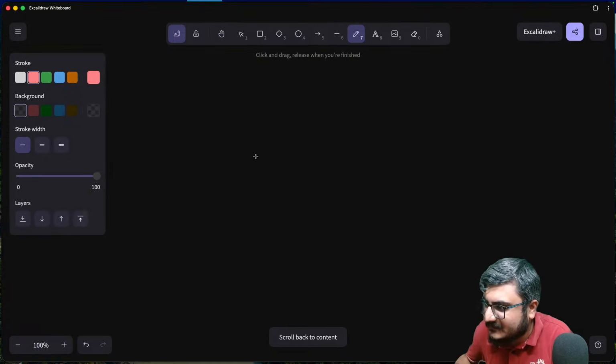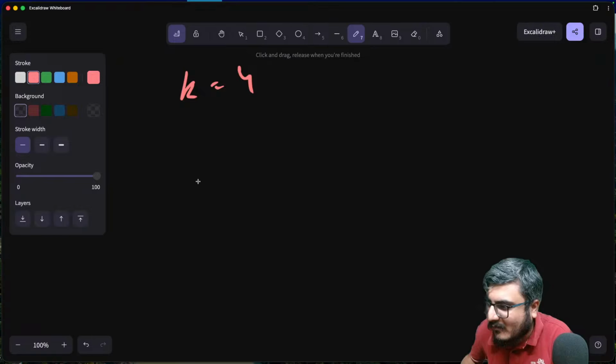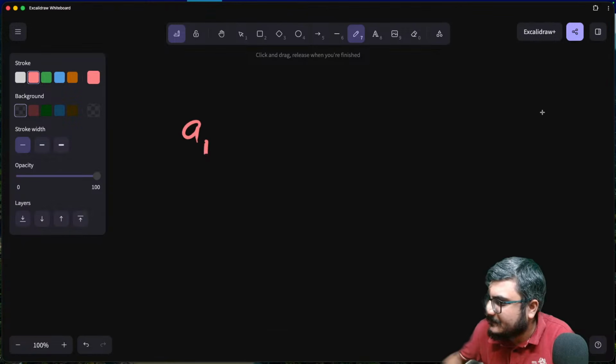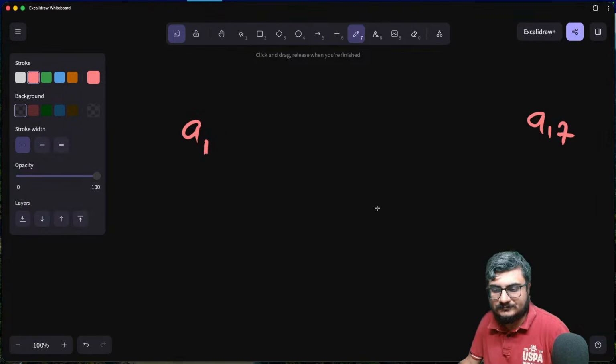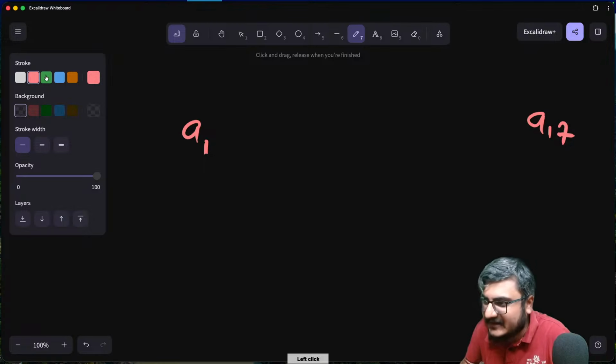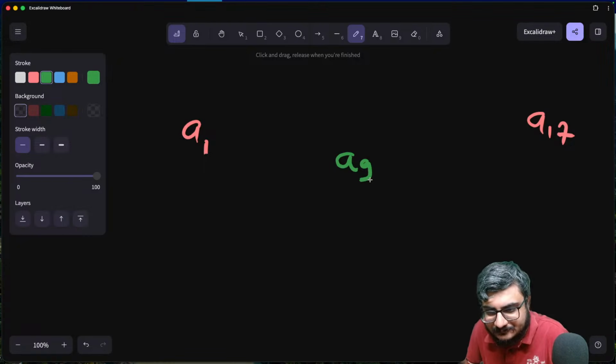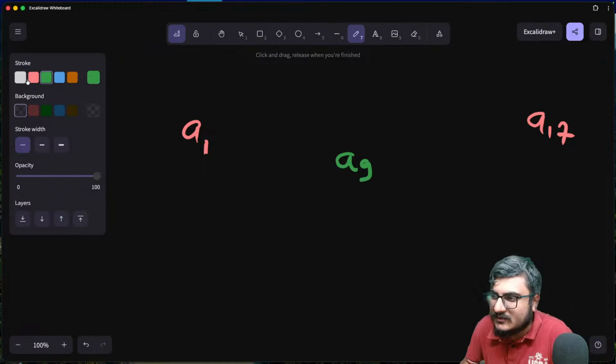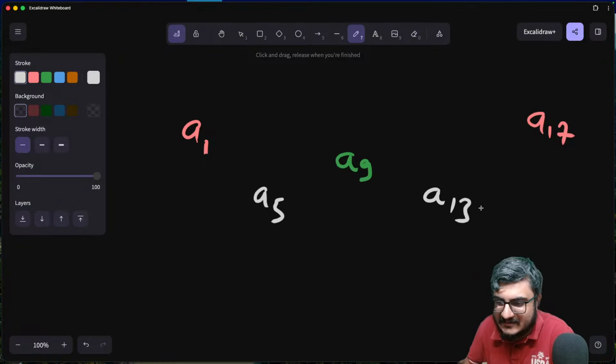Let's say k is equal to 4. Then a1 and a17 are given to you. You find the midpoint of a1 and a17, which would be a9. You fill in a9, which would be the XOR of a1 and a17. Now you have a1, a9, and a17. You again find the midpoint of both of these corresponding pairs. The midpoint of a1 and a9 would be a5, and of a9 and a17 would be a13. You fill in these two.